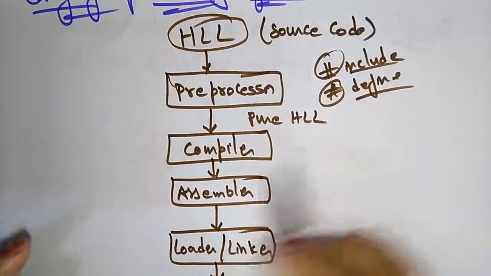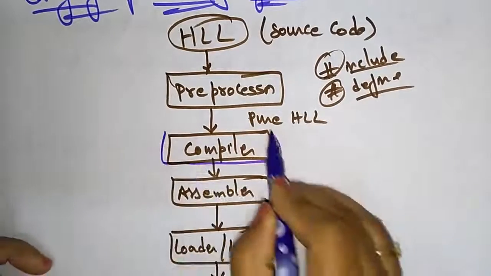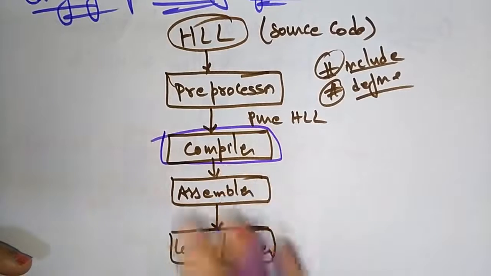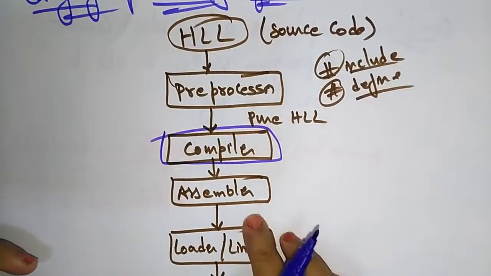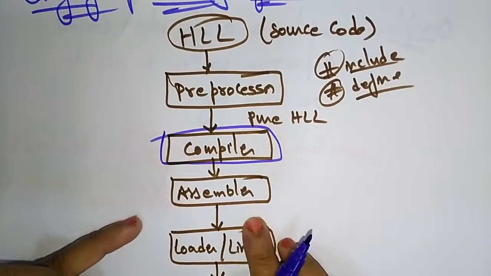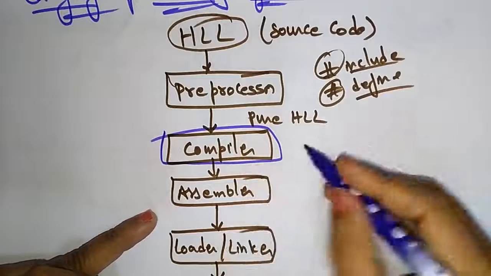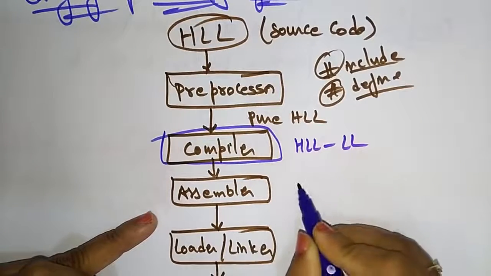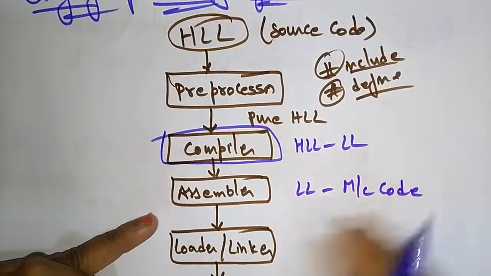This is our concept, the compiler. What will the compiler do? This compiler is going to translate the program into assembly level language, that is, a low level language. And then the assembler is going to translate the low level language into machine level language. Compiler: high level to low level language, and assembler: low level to machine code. So this is the process.